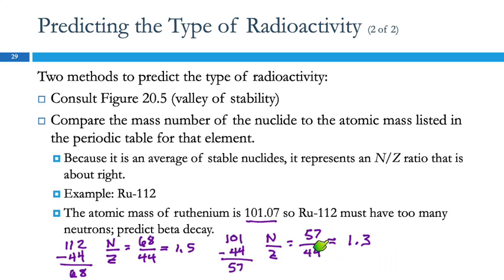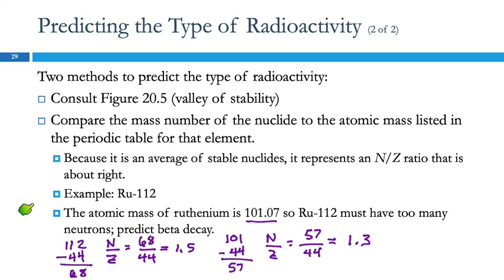So we can get this estimate of a good N to Z ratio for ruthenium from the information on the periodic table. The average atomic mass we can use as the mass number, subtract the number of protons, that gives you the number of neutrons. Neutrons divided by protons. 1.3 is good for ruthenium.